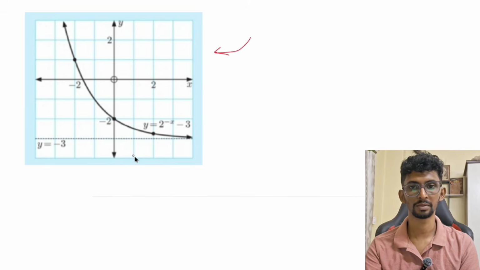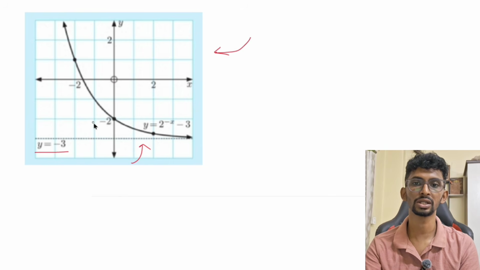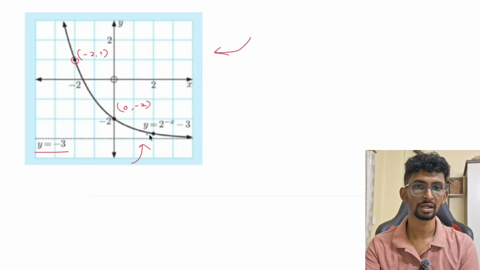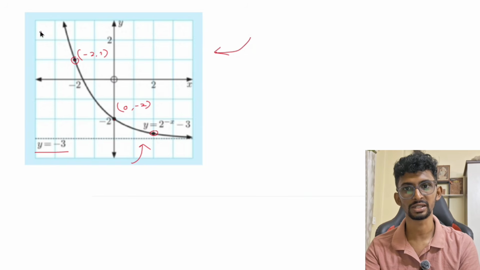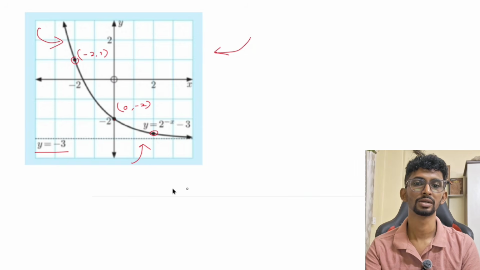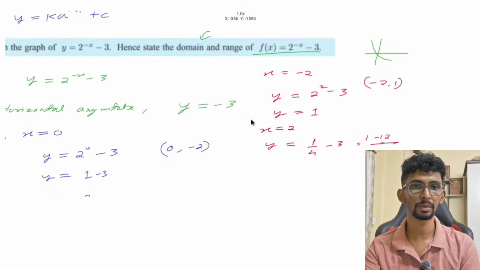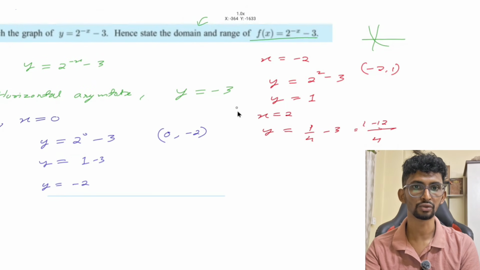Here you can observe this was the horizontal asymptote, that is y equals minus 3. This was the y-intercept, that is (0, minus 2). This was the other point, that is (minus 2, 1), and this one is (2, minus 2.75). Clear? And this is the function. Now there was one more part, that is finding the domain and range. So let us do that.